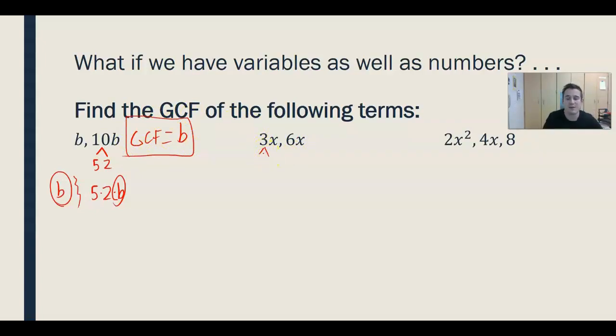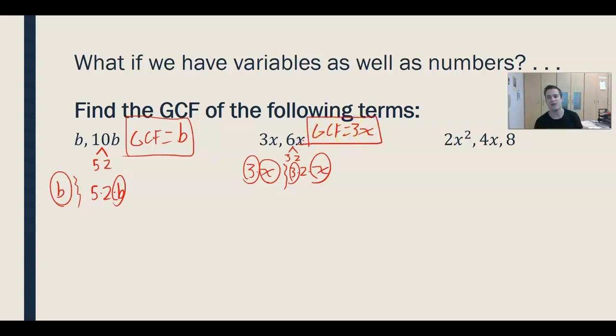Let's do this one right here. So if I were to try to break down 3, I can't because 3 is prime, so I just have 3 and x. And if I break down 6, I get 3 and 2. So I have 3, 2, and x. So notice here I have a 3 in common, and I have an x in common. So my greatest common factor is 3x. Both of those multiply together, 3x. And notice if I were to take 3x divided by 3x, I'd get 1. If I were to take 6x divided by 3x, the only thing I have left here is 2. Notice that. That's going to come in handy here in just a minute.